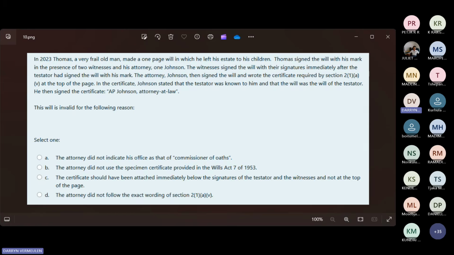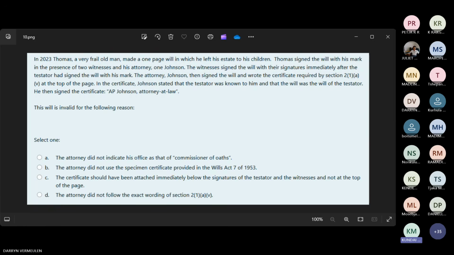And why is it invalid? So our first option is the attorney did not indicate his office as that of a commissioner of oaths. Option B is the attorney did not use the specimen certificate provided in the Wills Act. Option C is the certificate should have been attached immediately below the signatures of the testator and the witnesses and not at the top of the page. And our last option is D, the attorney did not follow the exact wording of section 2(1). I see we have a couple already going for A's, a lone D out there and a B. And A, go for it, Kunda.